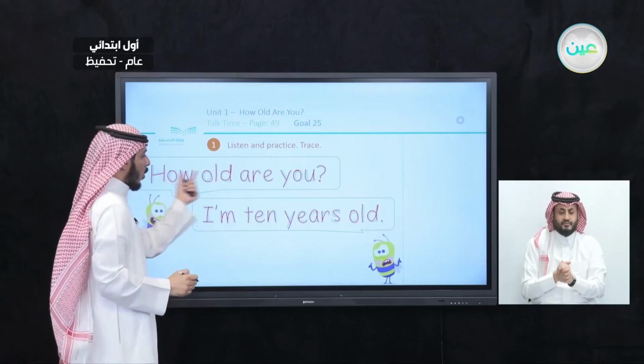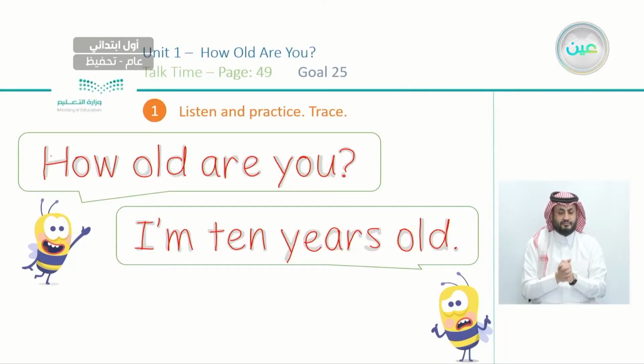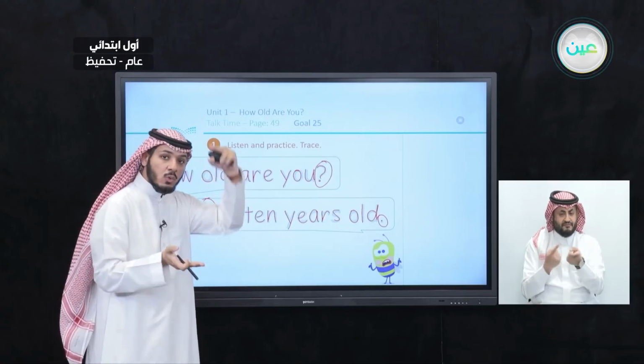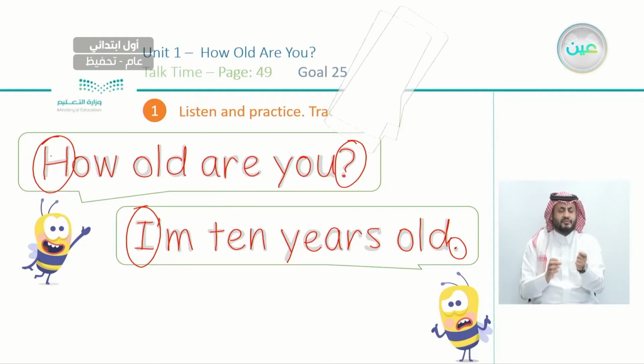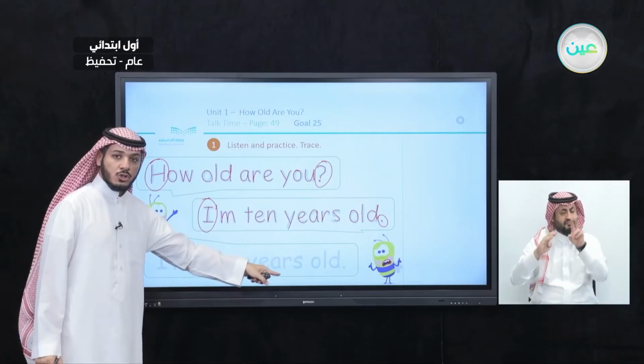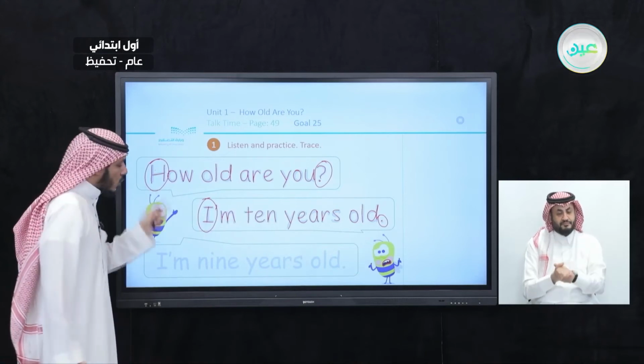So we have the how old are you sentence, and we have the I'm 10 years old sentence here. Okay, so the sentence starts with what? With a capital letter. Here also we start with a capital letter and end with a question mark. So you have to start with a capital letter and then you'll move with what? Small letters. Okay, so again the first person says what? I'm 9 years old. So this is what? Bigger than this person. Okay, so let's trace again.